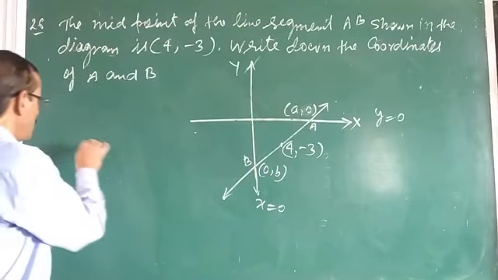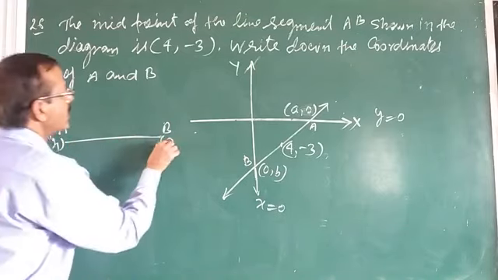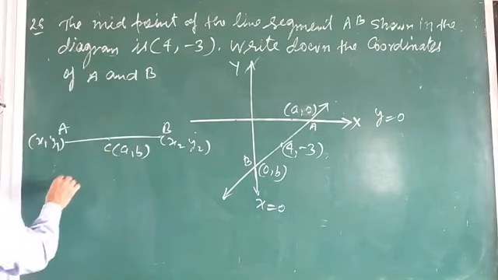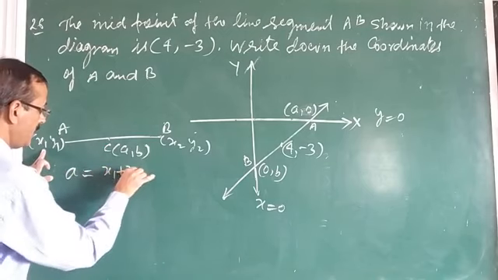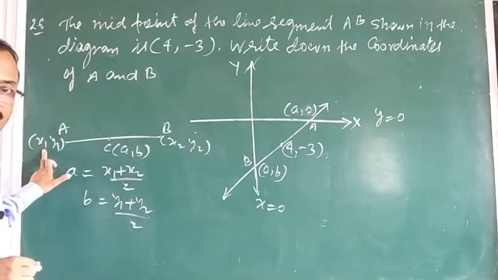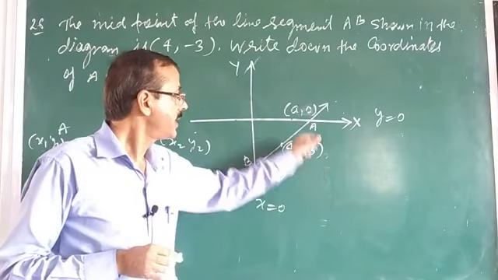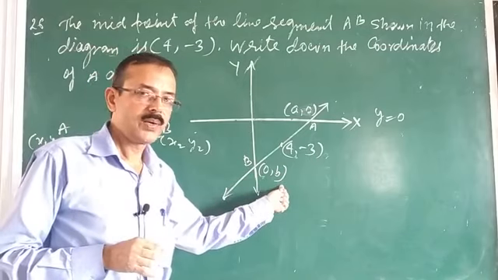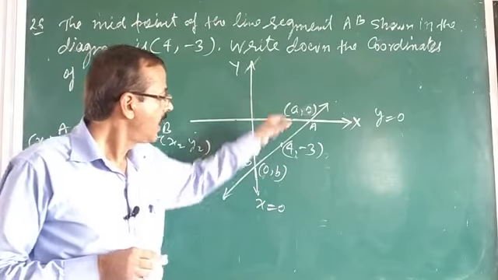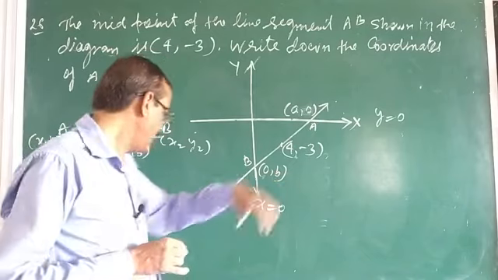As you know, if this is A, this is B, this is x1, y1, x2, y2 and C is the midpoint of AB, then x is equal to x1 plus x2 upon 2, y is equal to y1 plus y2 upon 2, right? So the same process we have to apply. In the place of the midpoint, what is given? 4, minus 3. And here x1, y1, x2, y2. Clear? So 4 is equal to x1 plus x2 upon 2 and minus 3 is equal to y1 plus y2 upon 2. So by this way we can find the values of A and B.